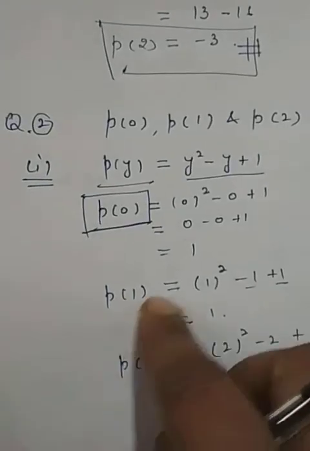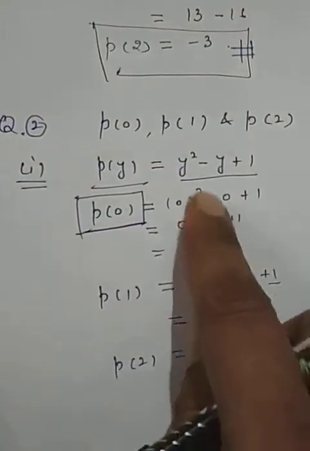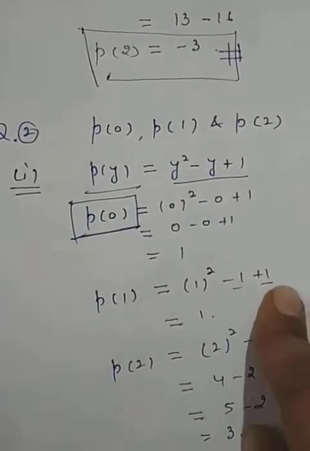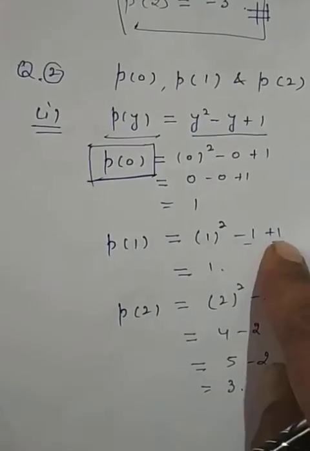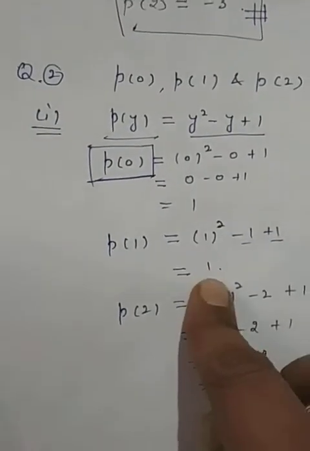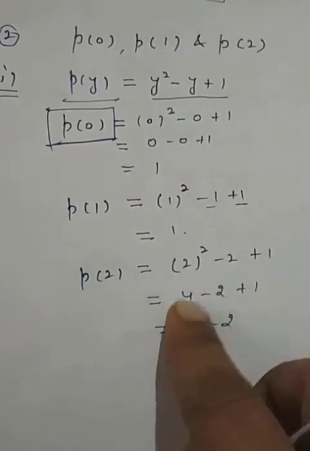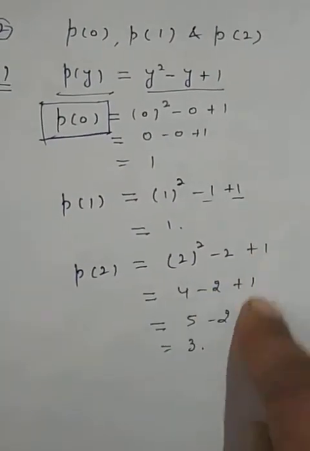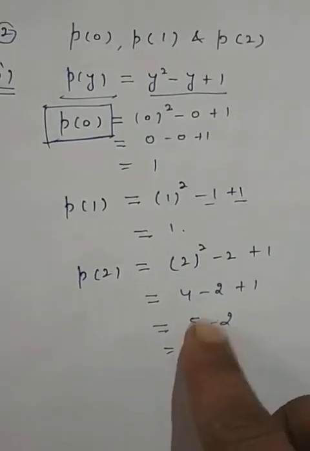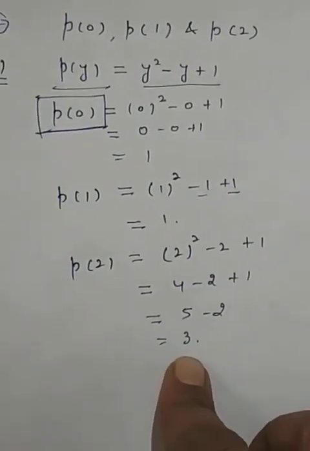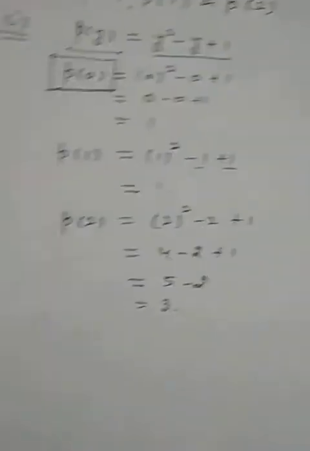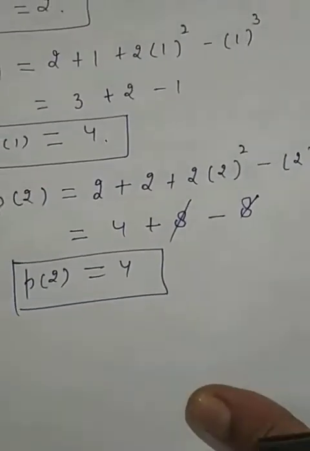Now put 1 in this polynomial. 1 square minus 1 plus 1. Now you can see minus 1 plus 1 got cancelled. 1 square is always 1. p(2): 2 square minus 2 plus 1. 2 square is 4 minus 2 plus 1. 4 plus 1 is 5. 5 minus 2 is equal to 3. So this is your question number 2 part 1.